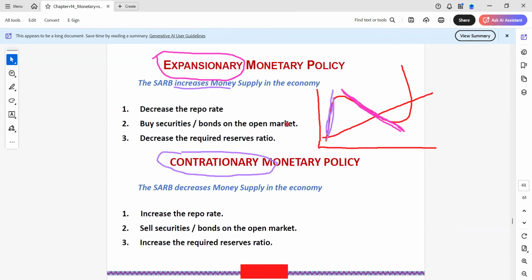I'm just saying it so that you understand. What happens here is the buying and selling of securities and bonds on the open market.